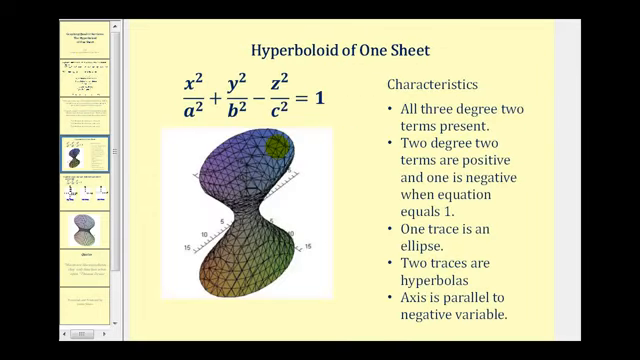Remember, the terms present in the equation of a quadric surface tell us what type of quadric surface we have. For a hyperboloid, notice that all three degree 2 terms are present, but when the equation is equal to 1, two of the terms are positive and one of the terms is negative. When we take a look at the traces of a hyperboloid, one trace will be an ellipse, and then lastly, the axis of the hyperboloid will be parallel to the axis of the negative variable. Notice the z term is negative and the axis is a vertical line.